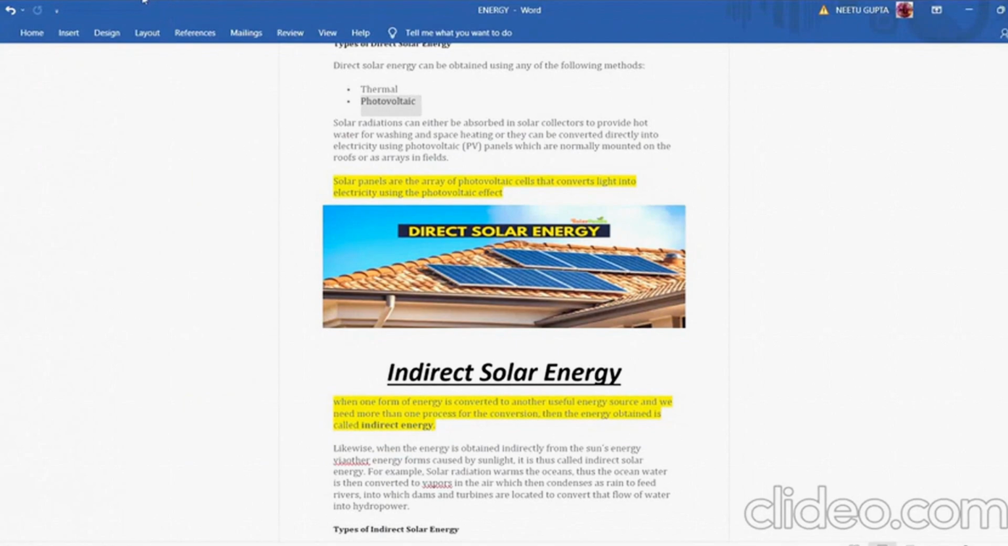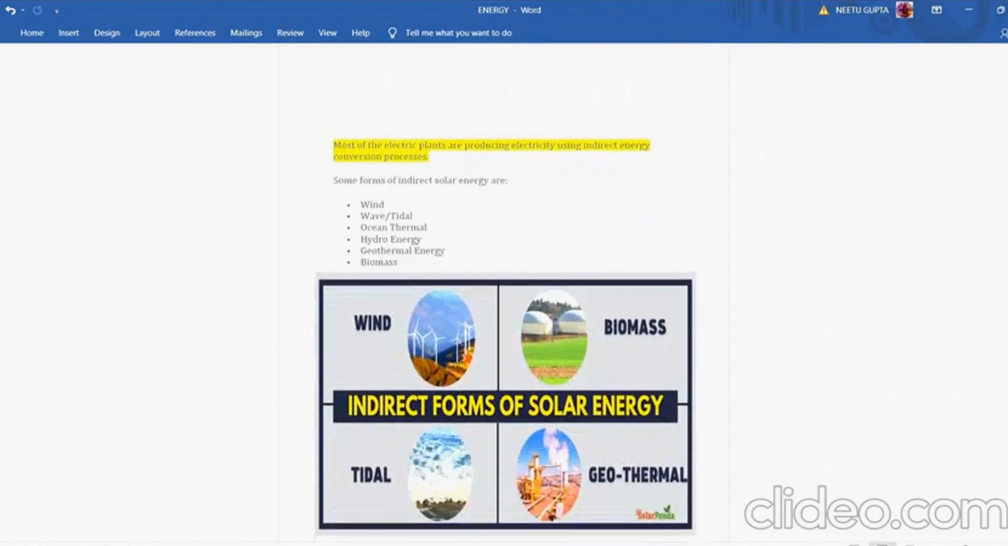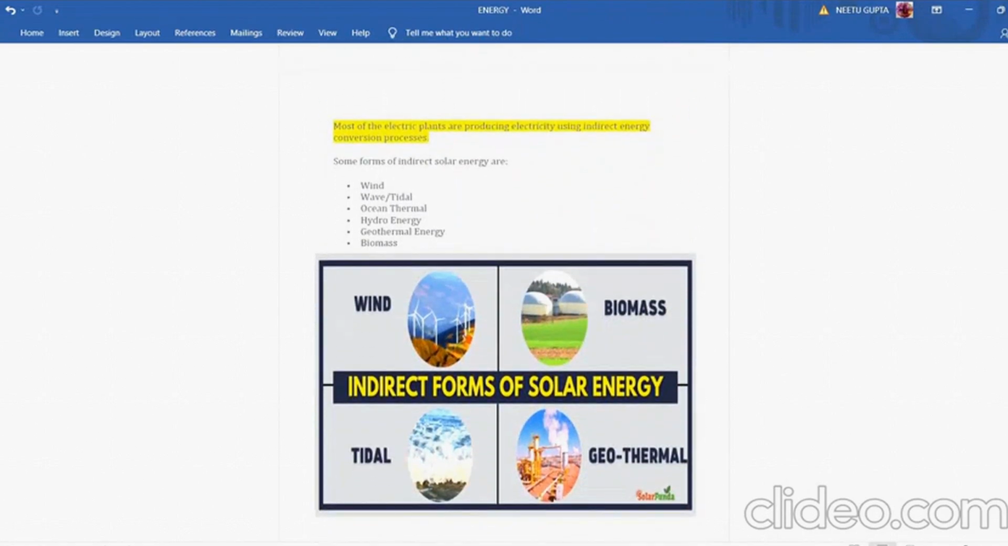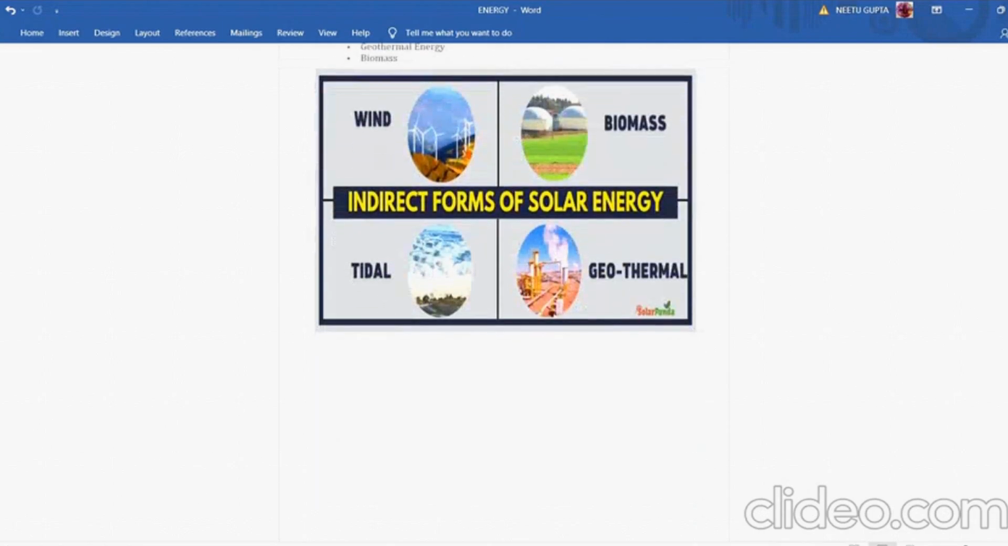What is indirect solar energy? When one form of energy is converted to another useful energy source and we need more than one process for the conversion, then the energy obtained is called indirect energy. Most of the electrical plants are producing electricity using the indirect energy conversion process. Some forms of indirect solar energy are wind, wave, ocean thermal, hydro energy, geothermal energy, biomass, etc.